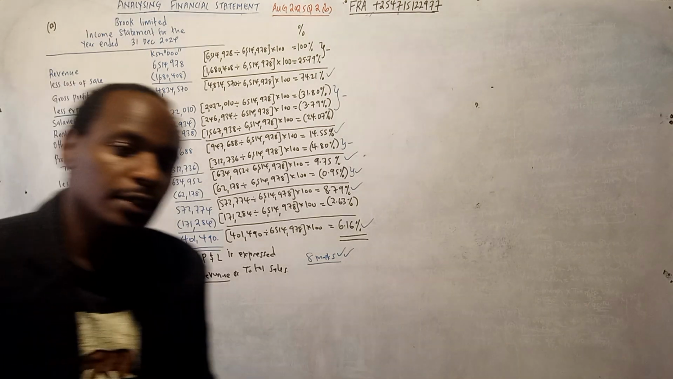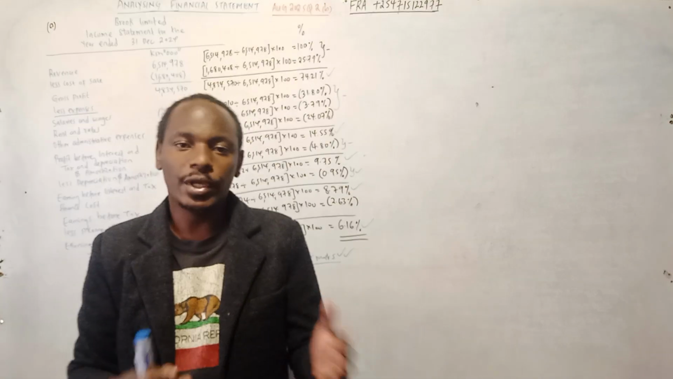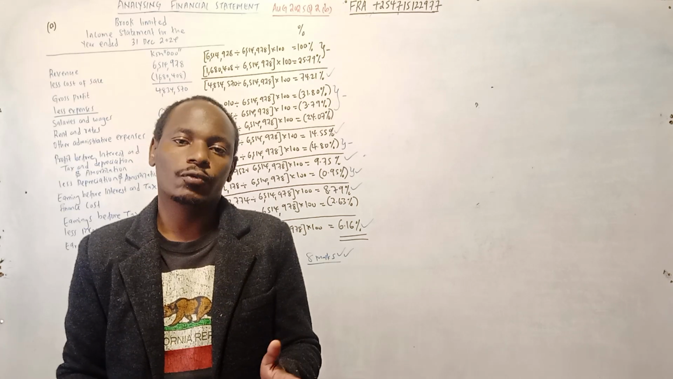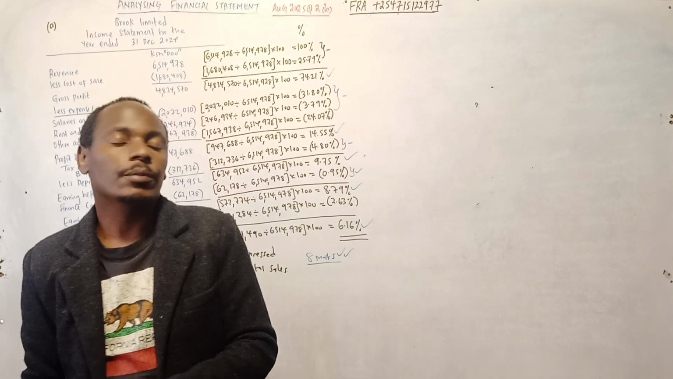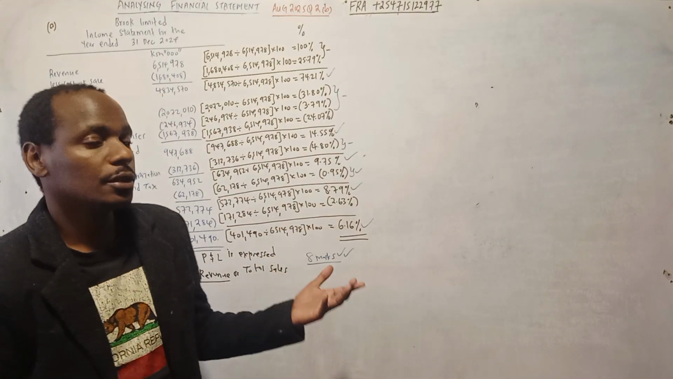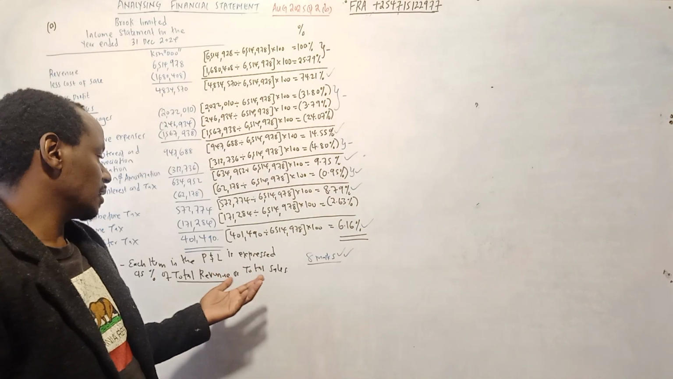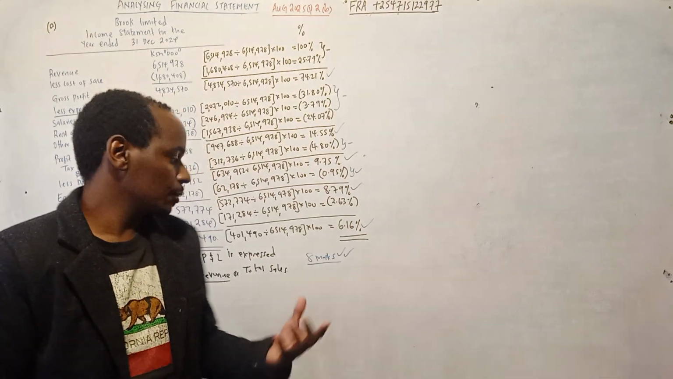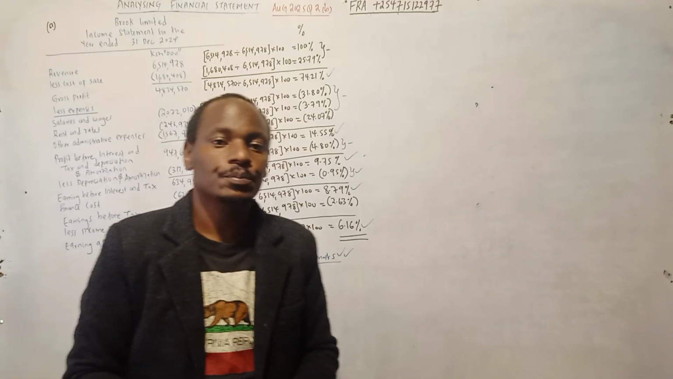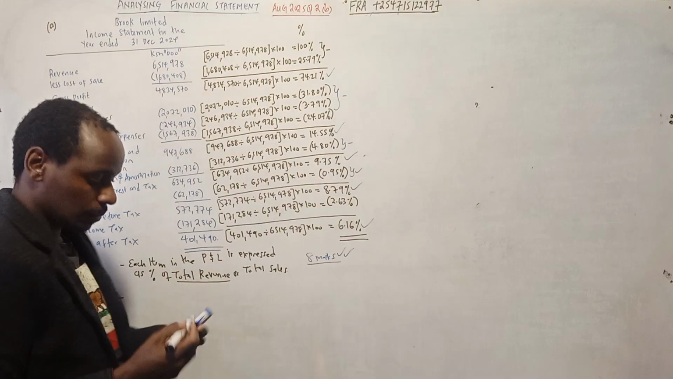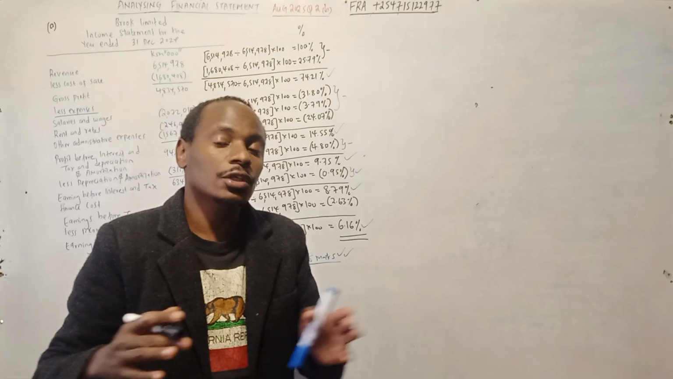Now remember, for the horizontal analysis, we need to have a base. The percentage of every item is determined from the base. Remember, for vertical analysis of the income statement, every item is expressed as a percentage of total revenue. When we come to the balance sheet, in the vertical statement, every item is expressed as a percentage of total assets.